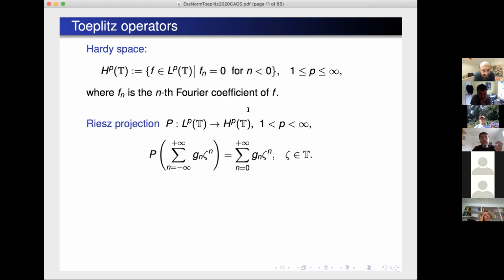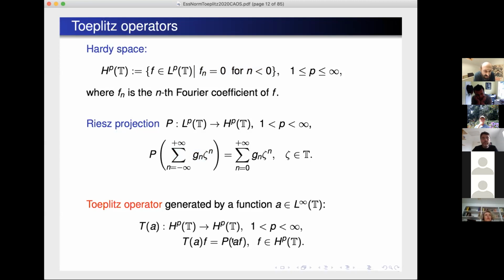We have a subspace of L^p, so we have a corresponding projection. This is the Riesz projection. It is bounded if p is strictly between one and infinity. What it does is take the Fourier series of the function and chop off the part with negative n, so you find yourself in the Hardy space. The boundedness of this operator is not trivial, but it's a classical result due to Riesz.